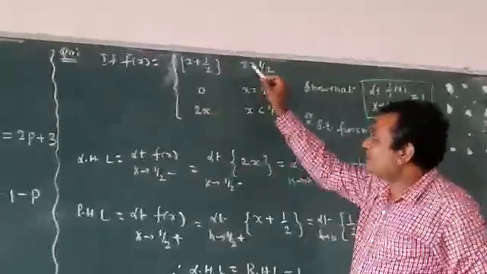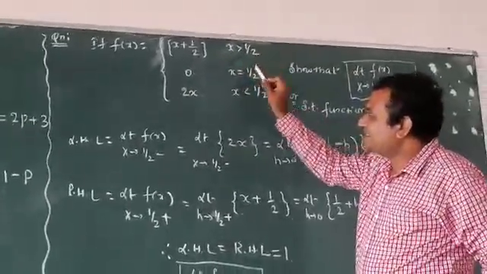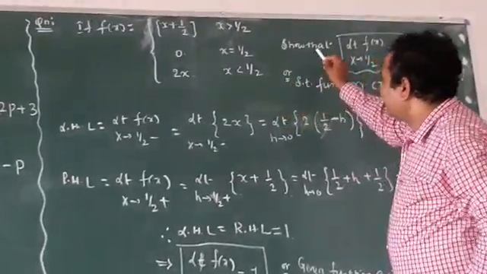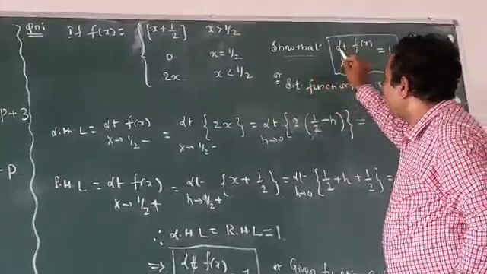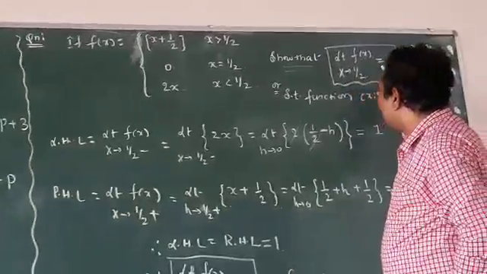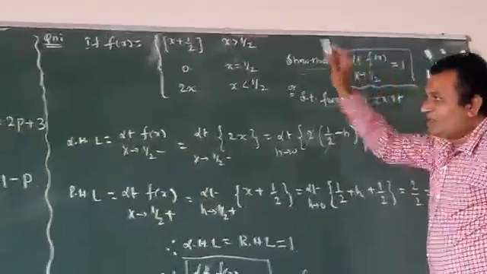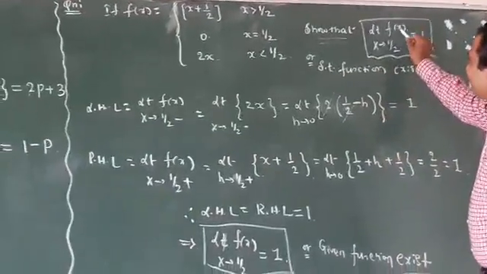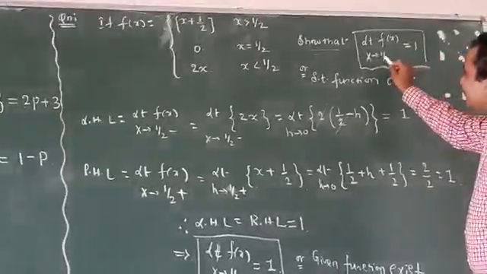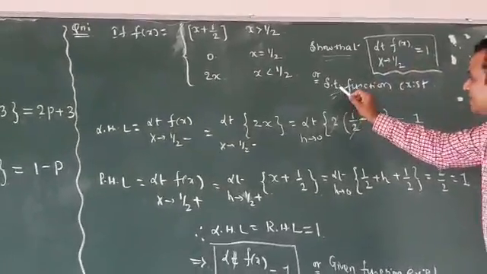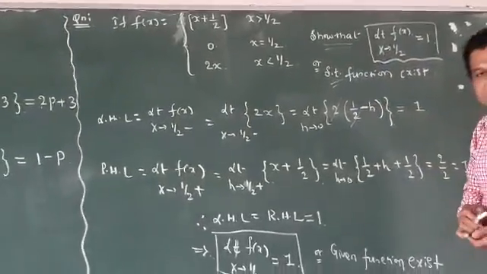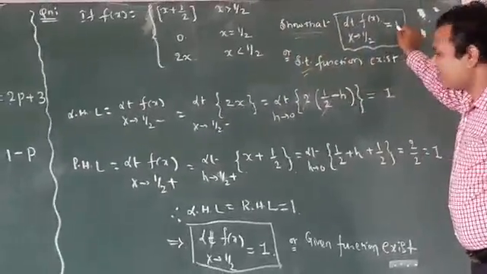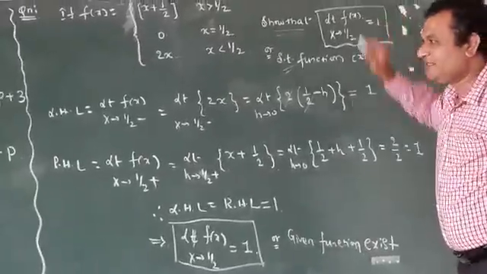If f of x equals the function given, with x plus 1 by 2 for x greater than 1 by 2, and 2x for x less than 1 by 2. Here the question is: show that limit of f of x as x tends to 1 by 2 equals 1. Both questions are the same, only the way of asking is different. Here the given function equals 1 as x tends to 1 by 2, or they may ask to show that the given function exists. If that function exists, the value should be 1. So this is the question.